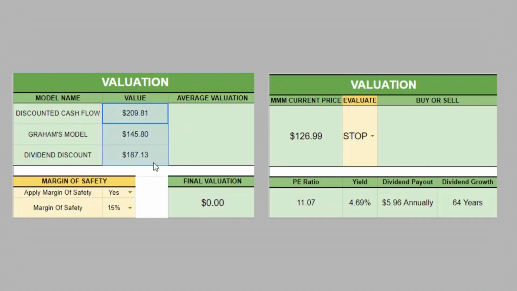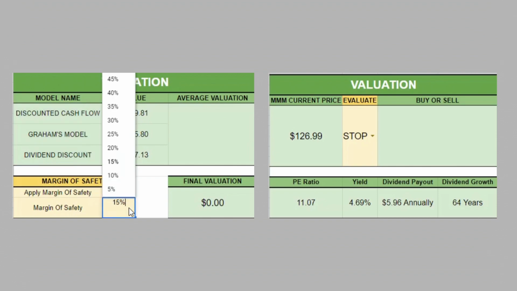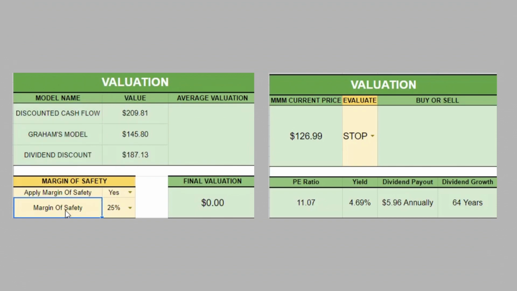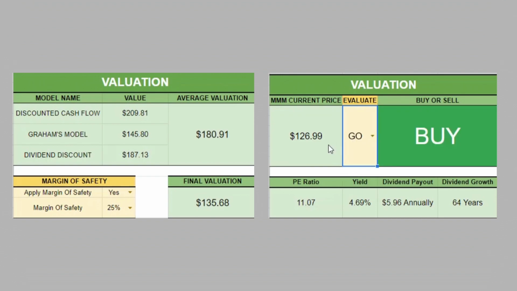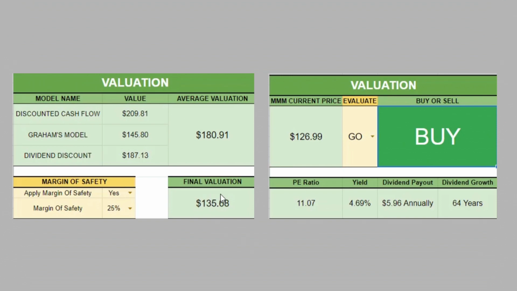Coming over here, here are all the valuations for each of these valuation models. We're going to start at a 25% margin of safety. The current 3M price is $126.99. We click go, and we come up with a final valuation of $135.68, giving us a buy signal for 3M. Now, this one is a little tricky. I'm going to keep this in the back of my pocket on my watch list.